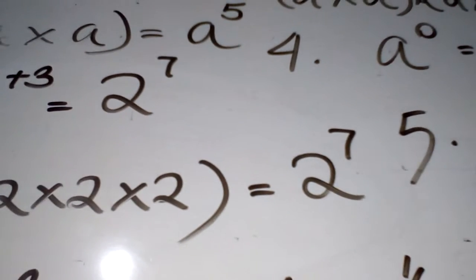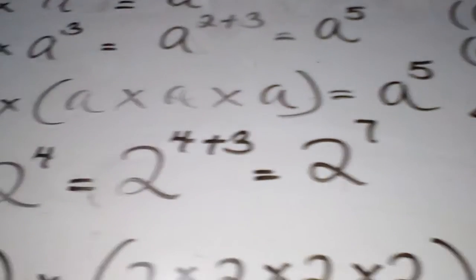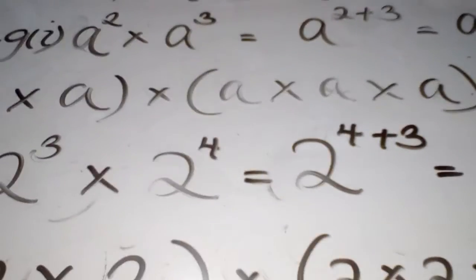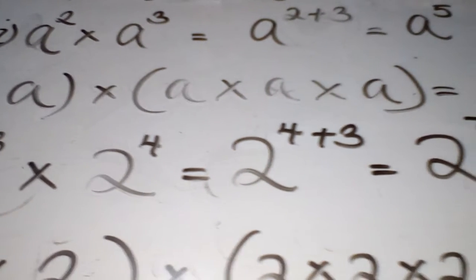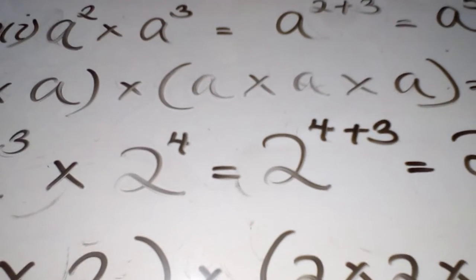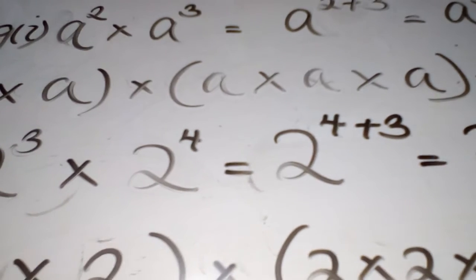So we have 2 to the power 7 as the answer, as shown in the previous example, which was 2 to the power 3 multiplied by 2 to the power 4. We basically just added the two indices in this instance, which are 3 and 4, and that gave us 2 to the power 7.